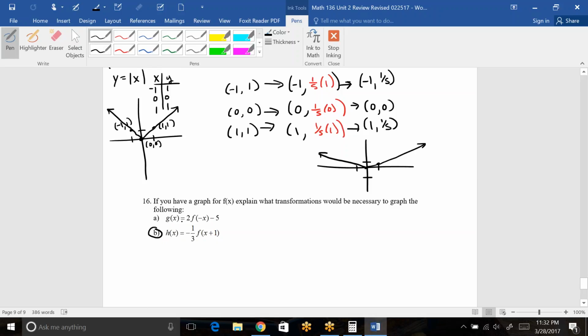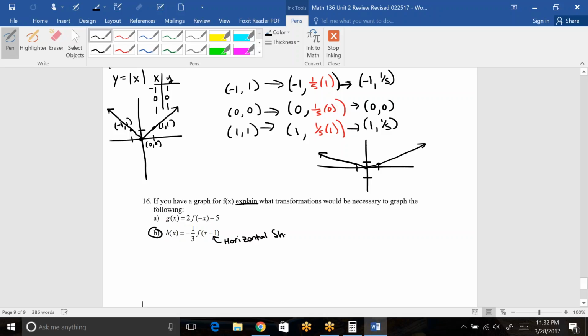Woohoo! It says if you have a graph for f of x, explain, so we're going to be writing a sentence, so we're not graphing, what the transformation would be necessary to graph it. So we're not actually graphing it, we're just explaining it. Notice we don't even care what h and f are. We don't care what this parent is. We just want to know if there's a +1 inside of a function's parent, what does that mean? If it happens inside as a plus or minus a number, that is a horizontal shift.